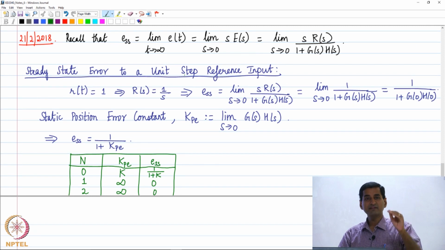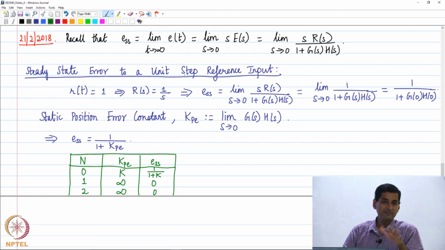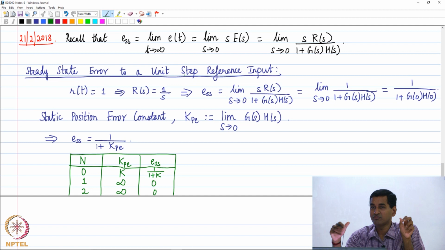Of course please note that we are assuming that the closed loop system is stable, right. Only then can we do all this analysis. So that is a presumption, right. So when we provide a unit step reference input, when do you think we would be able to track or follow the unit step reference input perfectly as time increases? We need at least a type 1 system, because if it were a type 0 system, I can follow the unit step reference input, but with a steady state error of 1 divided by 1 plus capital K.